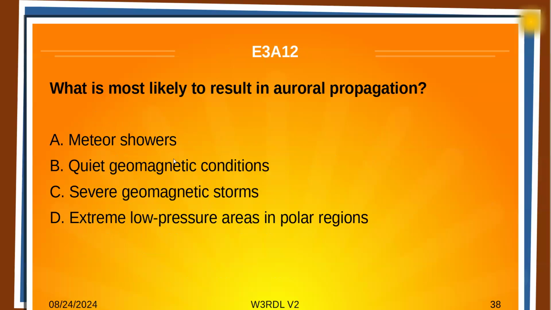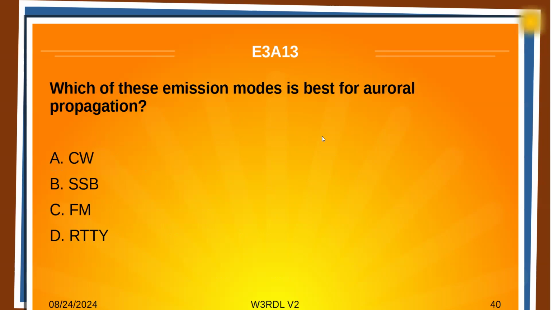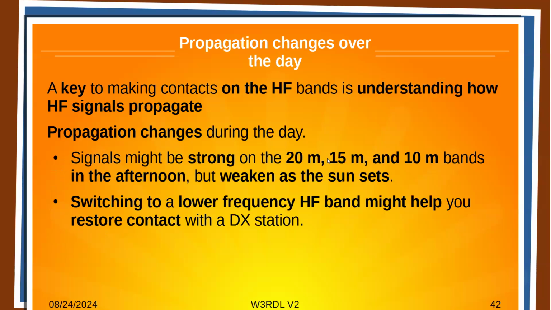What is most likely to result in auroral propagation? Strange way to ask that question. I would have thought it was what's most likely to cause it. Well, let's see. So it's geomagnetic storms. It's the sun again. Which of these emission modes is best for auroral propagation?